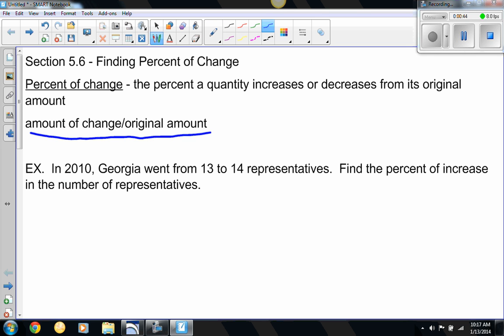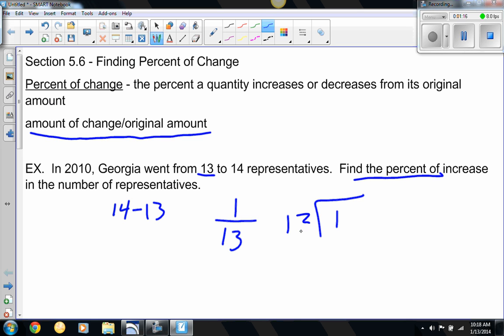So here's an example. In 2010, Georgia went from 13 to 14 representatives. Find the percent of increase in the number of representatives. Okay, so it went up, so it's increase, but that's not going to change how you're going to do it. So amount of change, well, how much did it change? Well, 14 minus 13 is 1. It changed 1. What did it start at? It started at 13. And then you have to find the percent, so then obviously you have to change this fraction right here to a percent. So top number in the box, just like always.